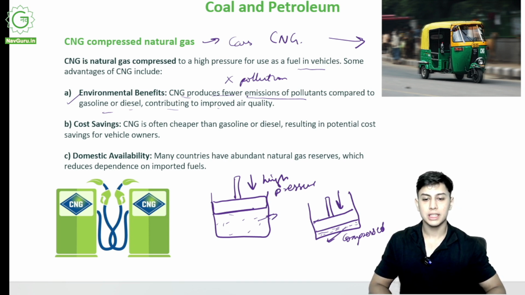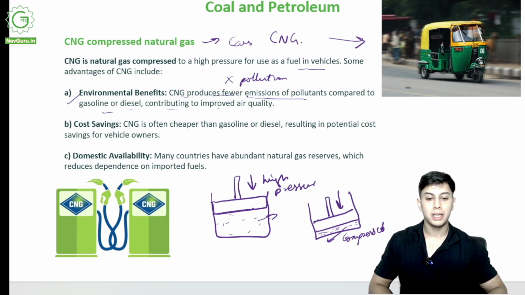Cost saving. CNG is very cheap as compared to petrol. Why? Because petrol goes through a lot of processes. Petrol is costly. However, CNG is not that costly. You will always find CNG at a lower price than petrol, gasoline, diesel. So it is good for the pocket as well because the cost is very low.